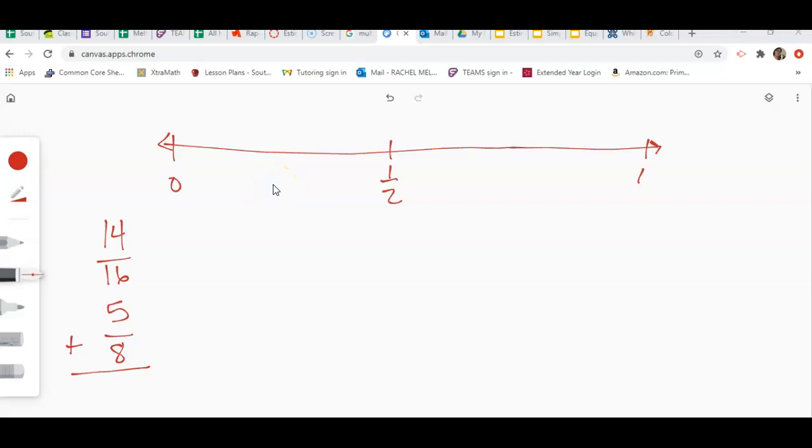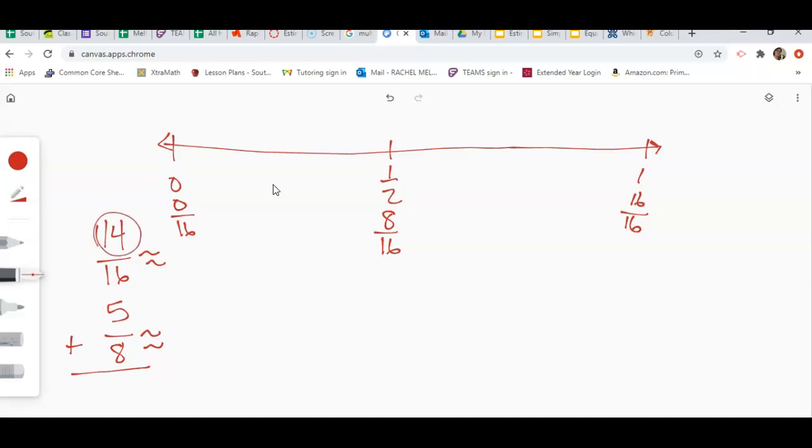So this time I want to estimate 14/16 plus 5/8. Okay, so let's think about the 16. So 0/16 would be here, and 16/16 would be here. What is half of 16? That would be 8. Okay, so I have a 0, an 8, and a 16.